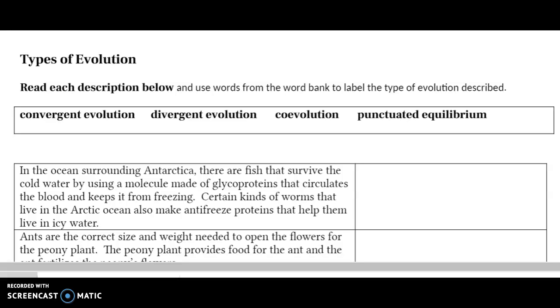And next we're going to look at the types of evolution handout. We're going to read each description below and use the words from the word bank to label the type of evolution described. Convergent evolution, remember convergence, coming together. That's species becoming more alike.